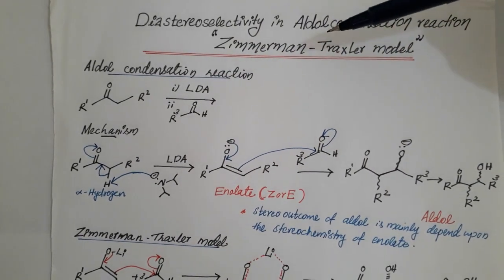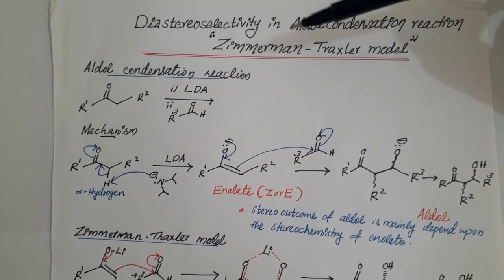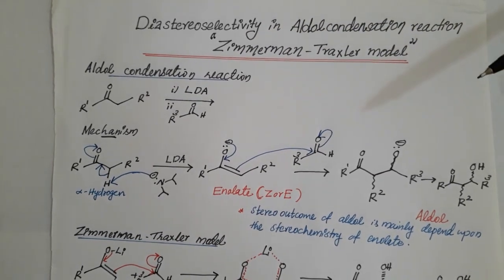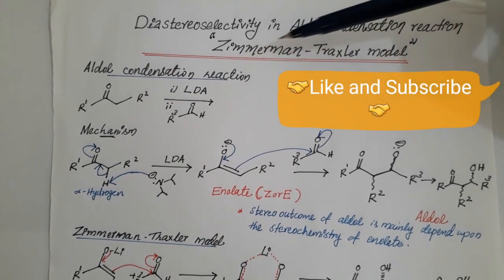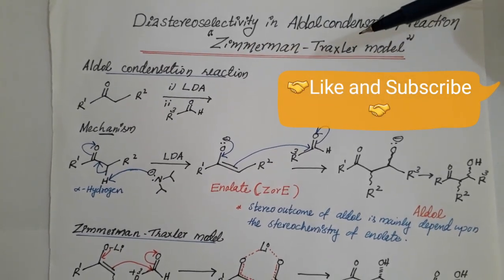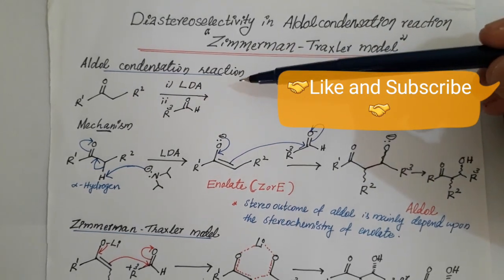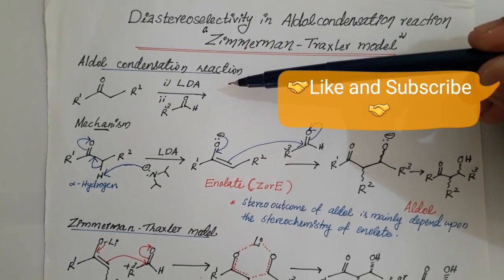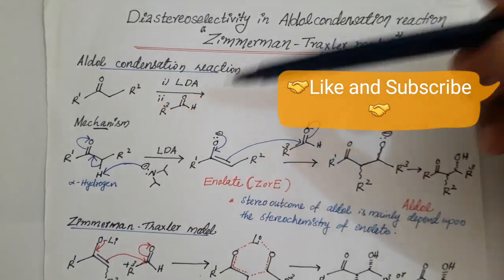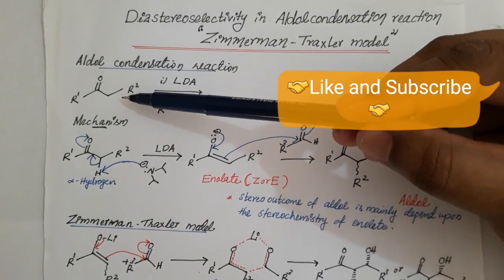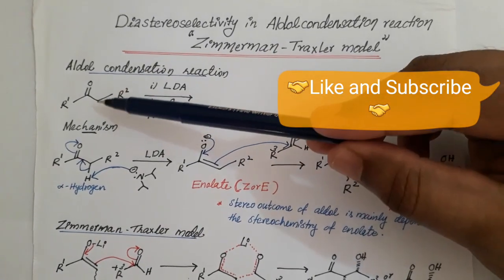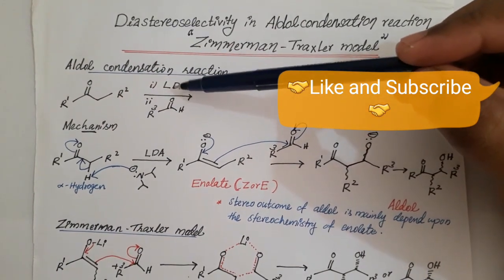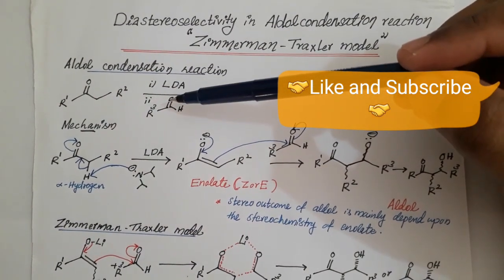Hello, today we are going to discuss diastereoselectivity in the aldol condensation reaction by means of the Zimmerman-Traxler model. We know that the aldol condensation reaction is a well-known reaction in organic chemistry. The main thing is that in order to have aldol condensation, we want a carbonyl compound having alpha hydrogen, along with a good base.